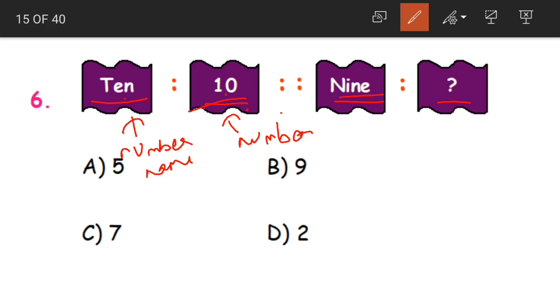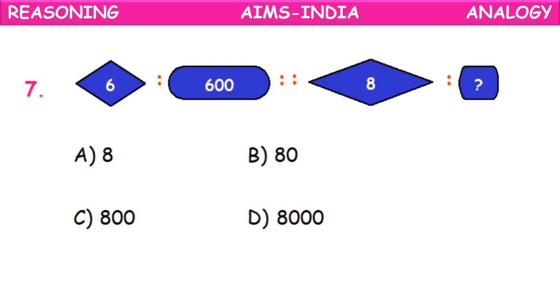In the same way, nine is the number name for which number? Option B. Yes, how will we write 9 in numbers? We will write it like this. So option B becomes our correct answer.